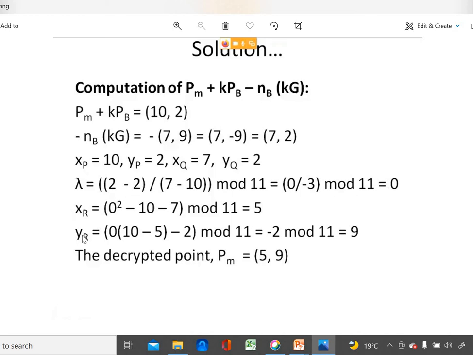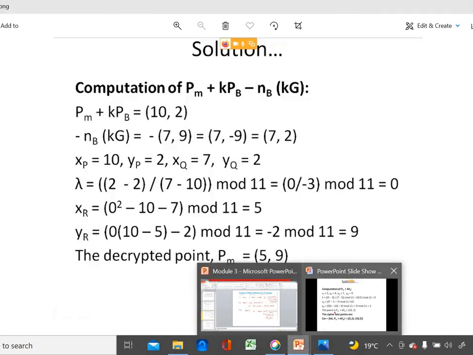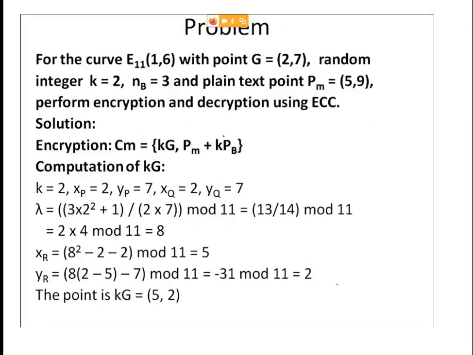Then calculate XR and YR. XR and YR calculated, and we got (5, 9), which is the same plain text which we have already got. You can see here the same plain text which we have already got.